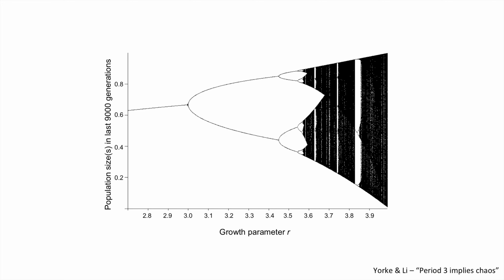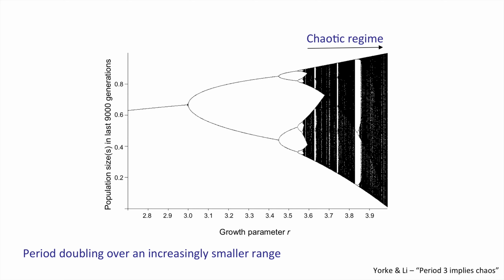Then as r increases, we eventually see that 2 different population sizes arise in the last 9,000 generations. So this range of r values generates 2-point cycles. Then we get 4 population sizes that arise, so here are the 4-point cycles, and so on and so forth. And as you can see, the period of cycle doubling occurs over an increasingly smaller range as r increases until we reach the chaotic regime, where innumerable population sizes arise in the last 9,000 generations.